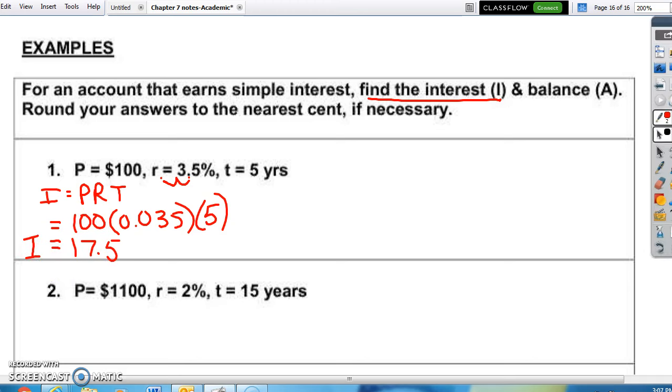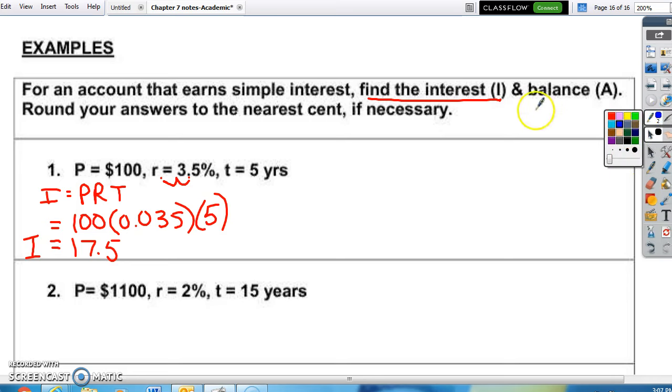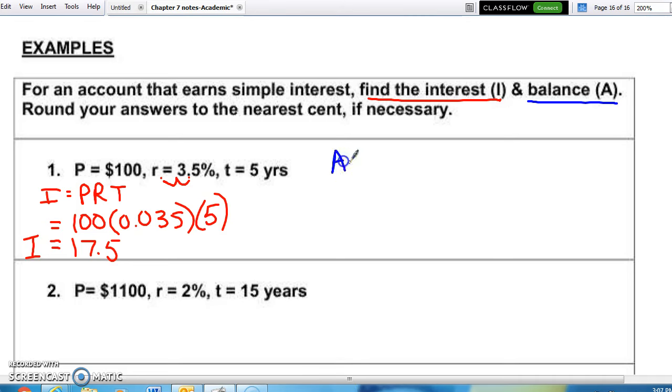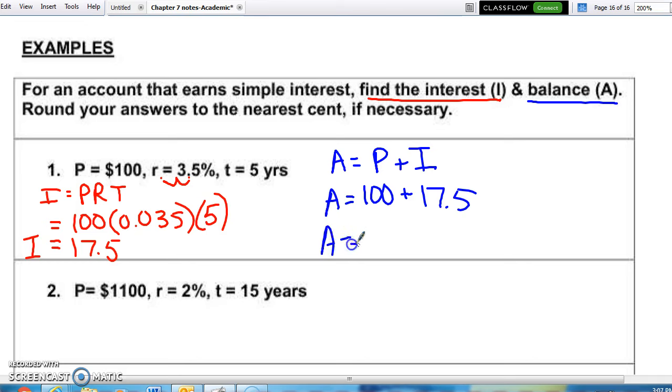Now the second part of the question wants us to find the balance, A. Our equation for balance is the principal plus the interest. Now that I know my interest, I can go through and calculate. A equals my principal, which is $100, plus my interest, which I found over here to be 17.5. So my ending balance is going to be $117.50.